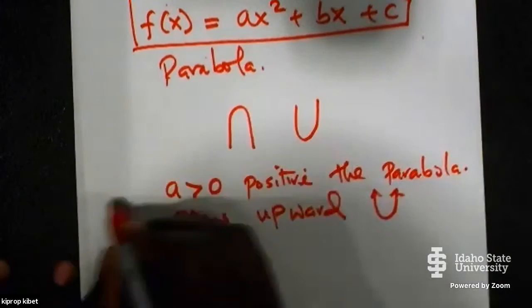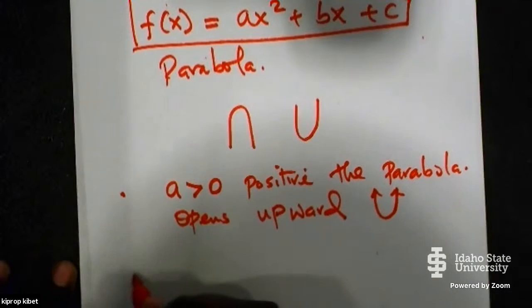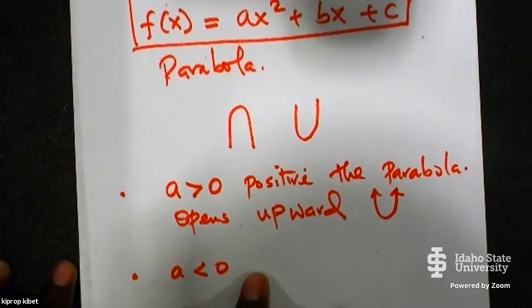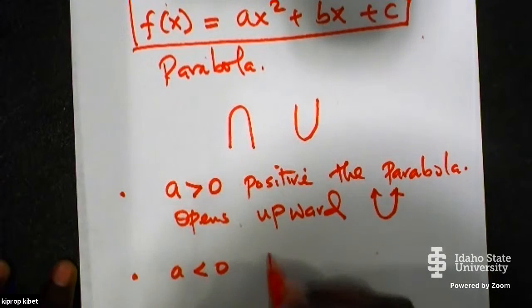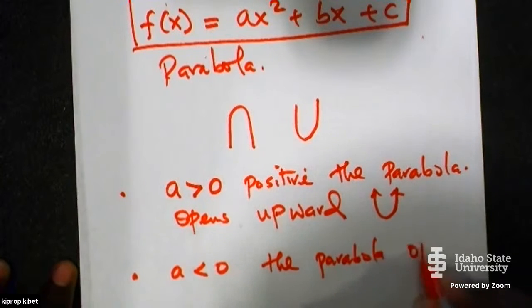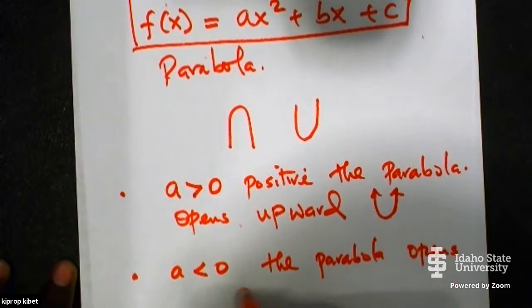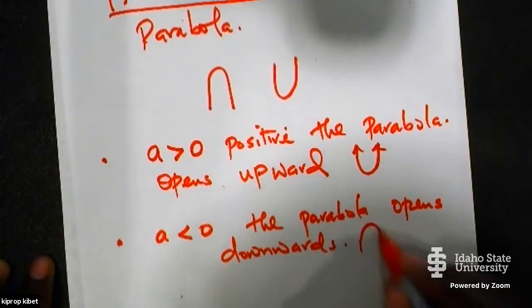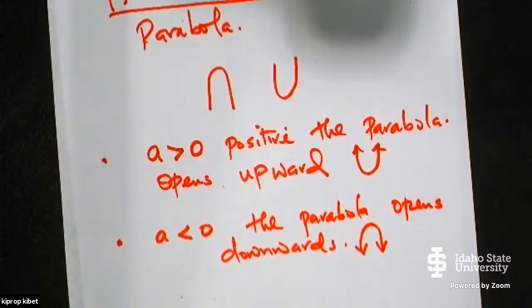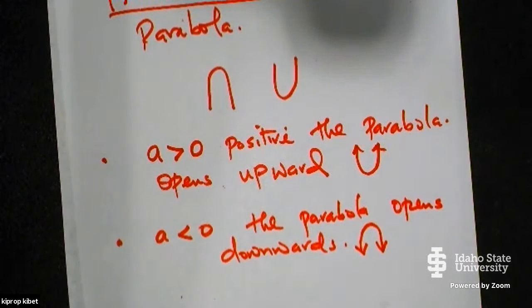Now, this is one point, another one: if A is less than 0, if A is negative, then the parabola opens downwards. The parabola opens down. So it should be like that. It will open downwards.